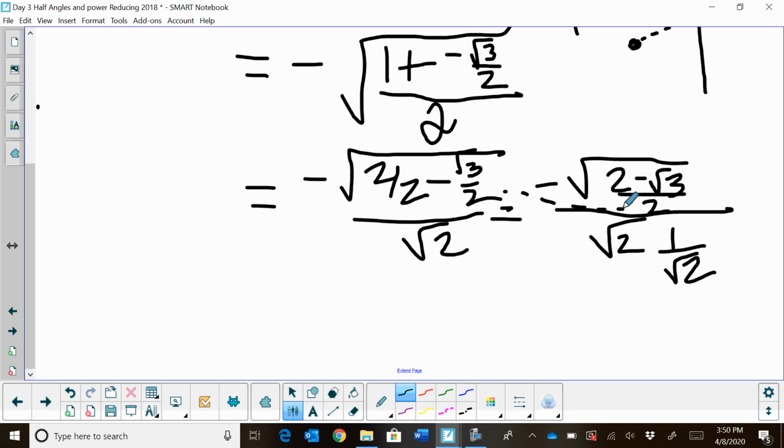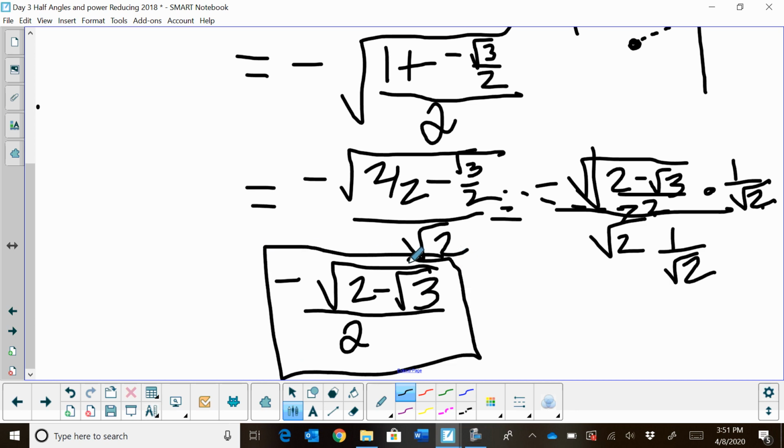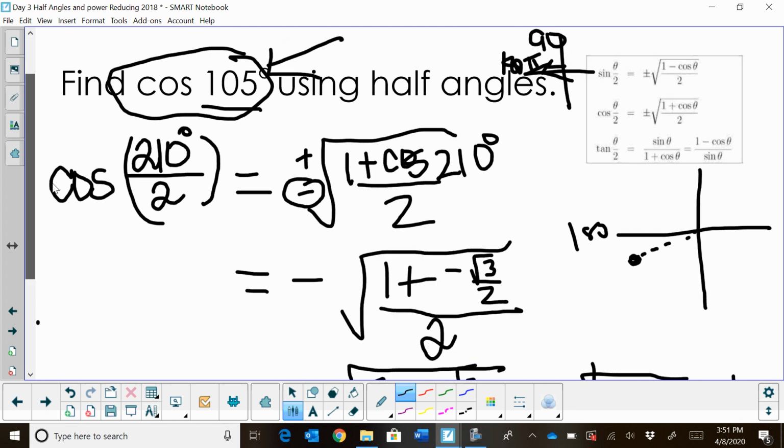Sorry about that. There is a 2 in that denominator, all under this radical. So that means I'm going to multiply this by 1 over the square root of 2. Well, square root of 2 times the square root of 2 is just 2. And in my numerator, I have a negative, remember, because it's negative, square root of 2 minus the radical 3 underneath. And there's my final answer. And that's how you evaluate all these half-angle formulas.